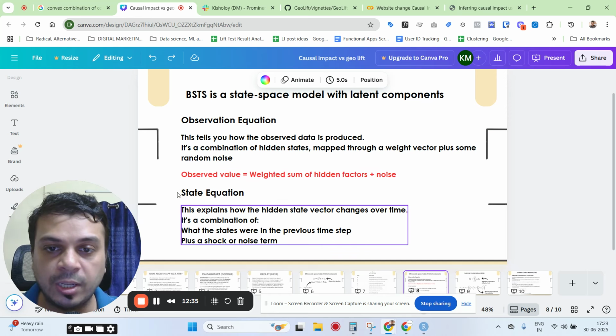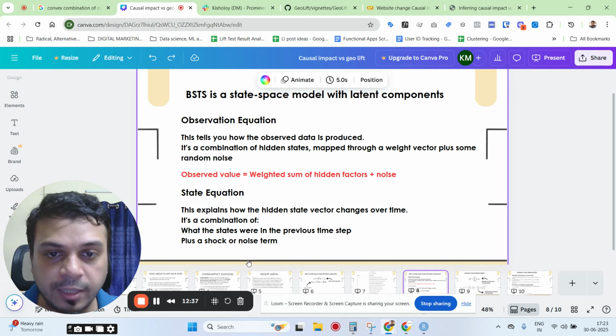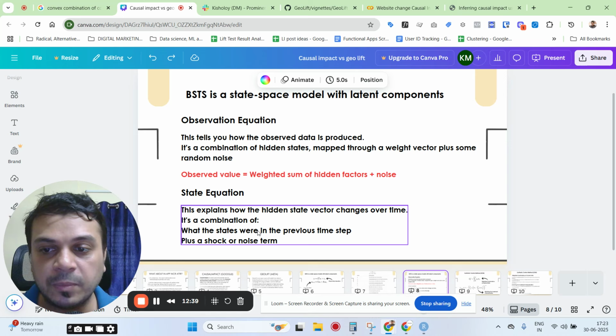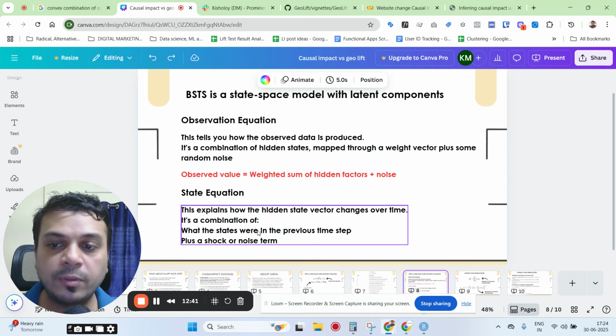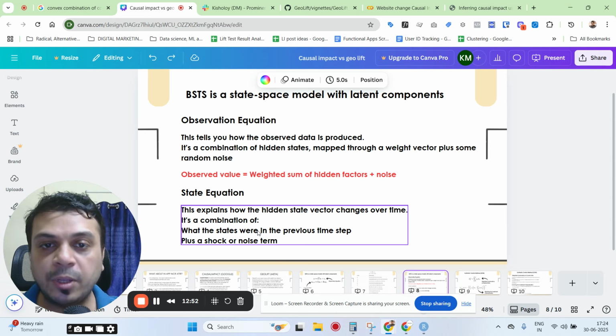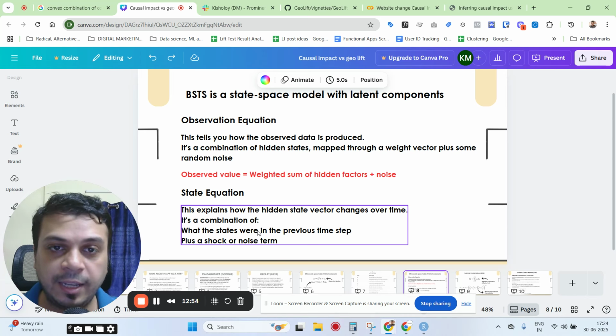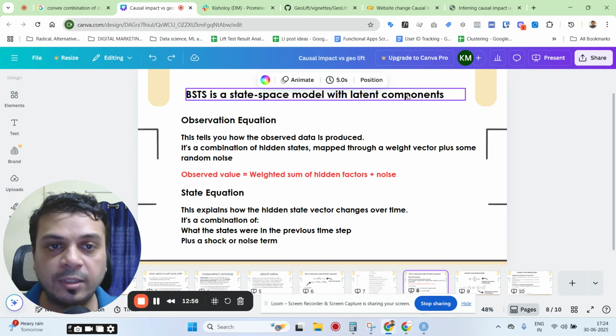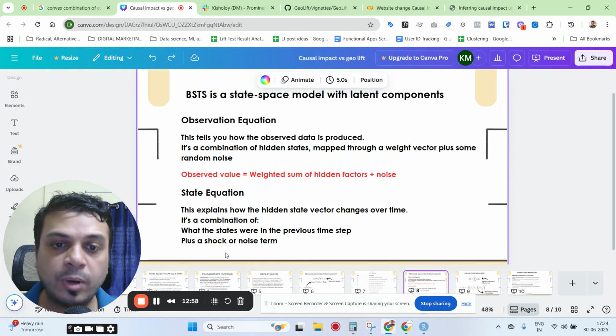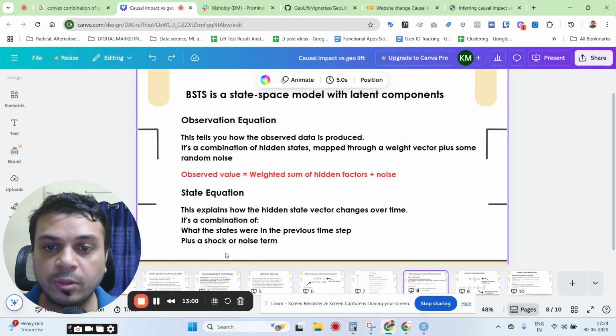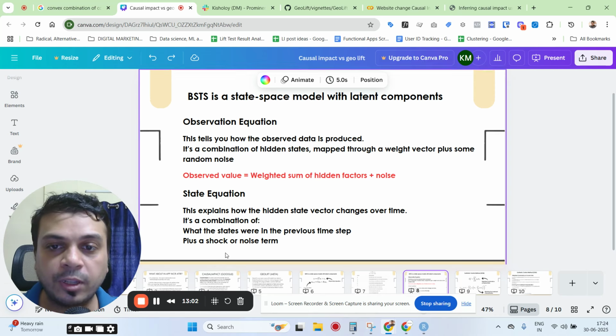And the state equation is simply the explanation of how the hidden state vector changes over time. So like I was saying, the different components of the time series, like seasonality and your trend, all of that is also going to change over time. So it's a combination of these states, and these are hidden because you don't really know, and that's why these are latent terms. So that's why it's called latent components. And what the states were in the previous time step plus a shock or noise term is what gives you the state equation.